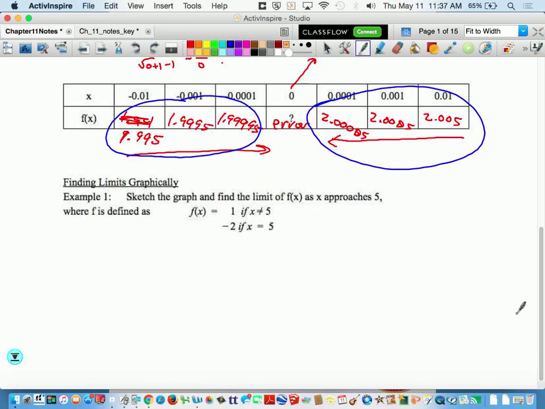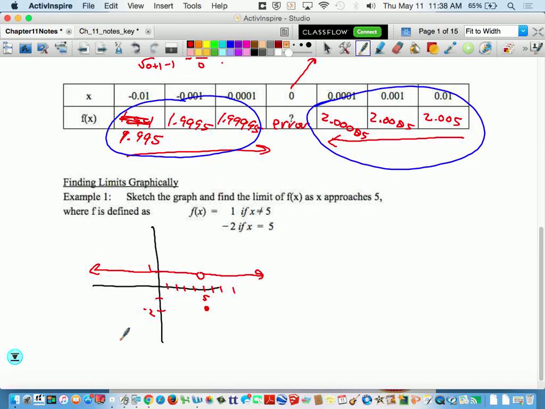So I'm going to sketch this graph, and we're going to find some limits graphically. I'm supposed to graph 1 when x is not 5. So here's where x is 5. Here's an output of 1. So it's 1 everywhere but right there. And if x is 5, it actually is going to be a dot down here at -2.